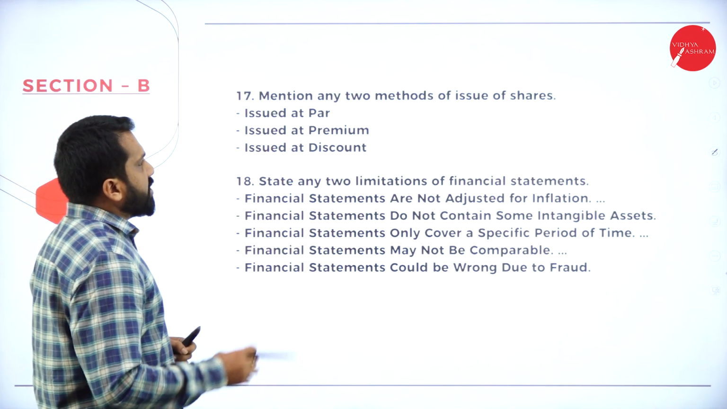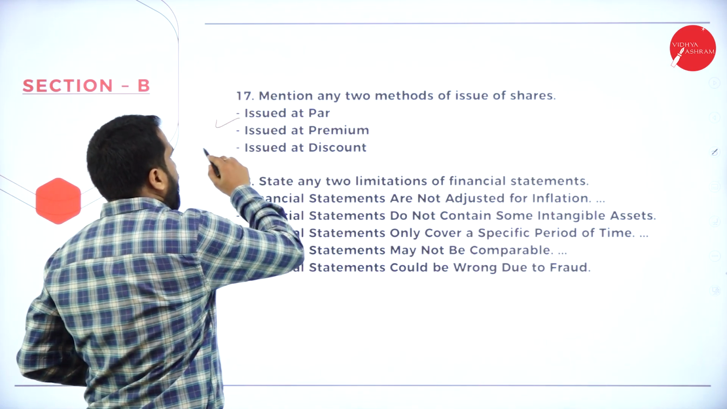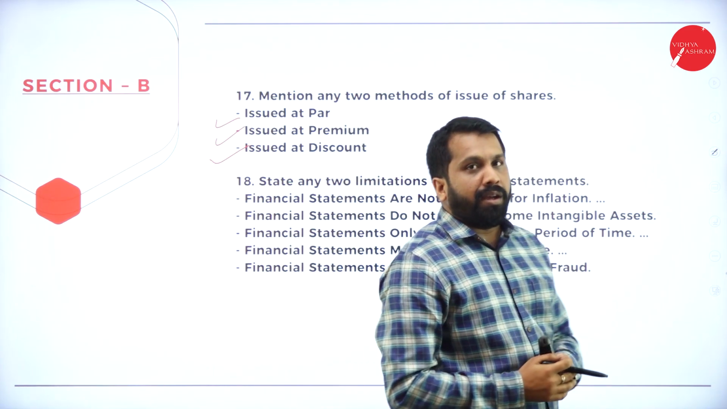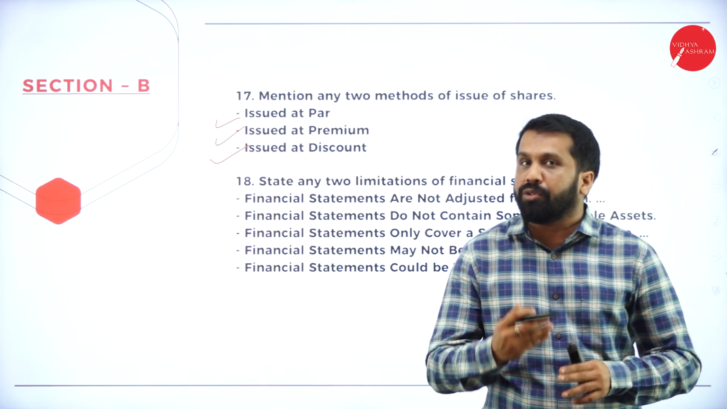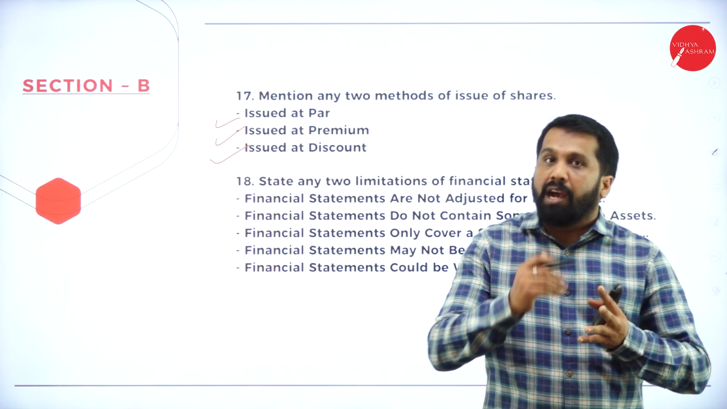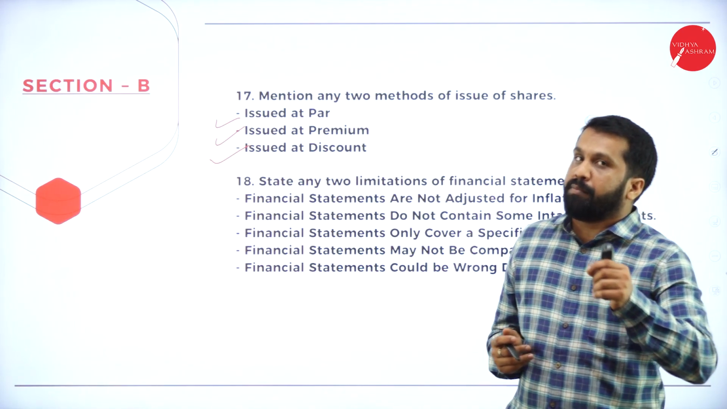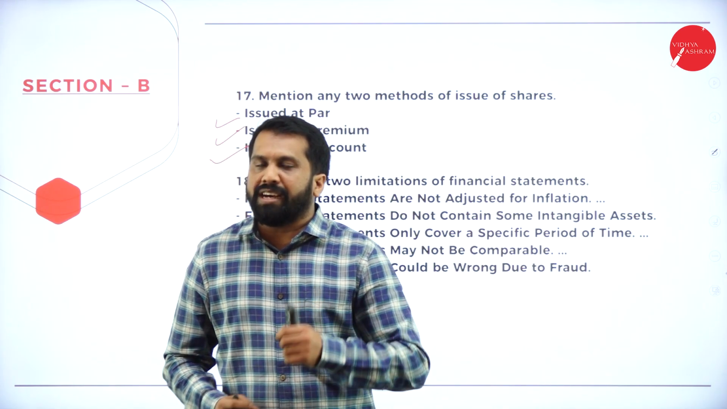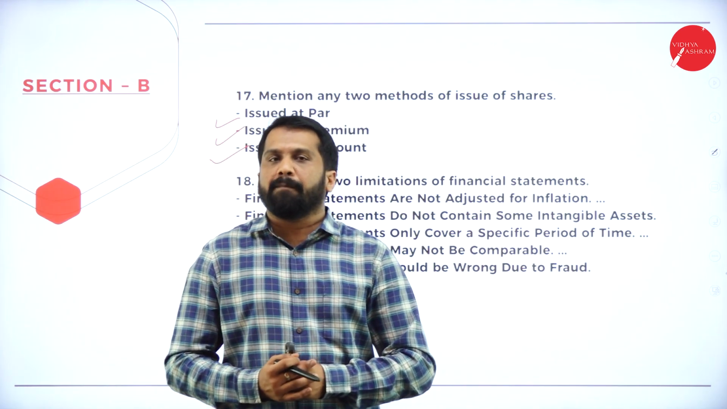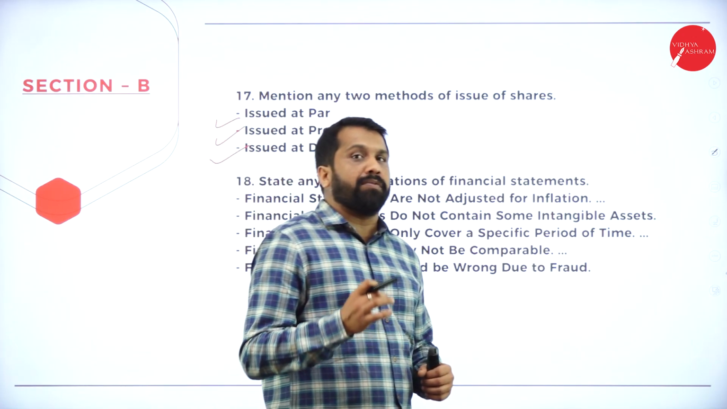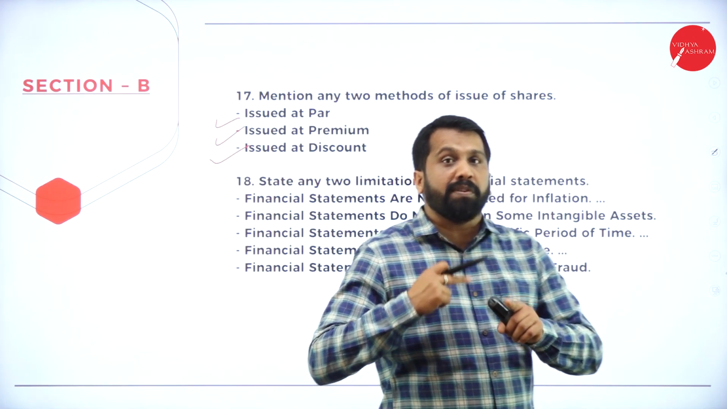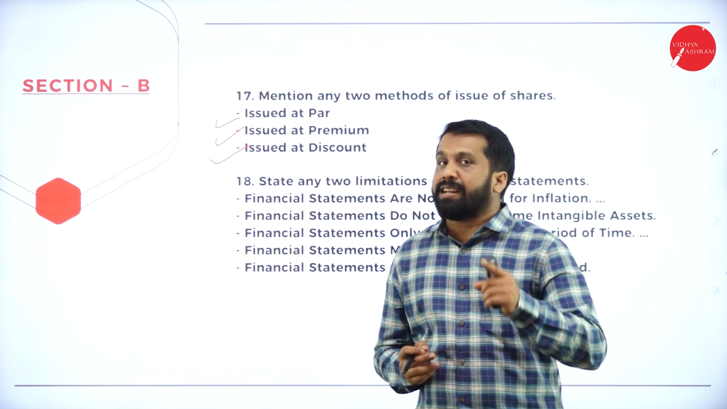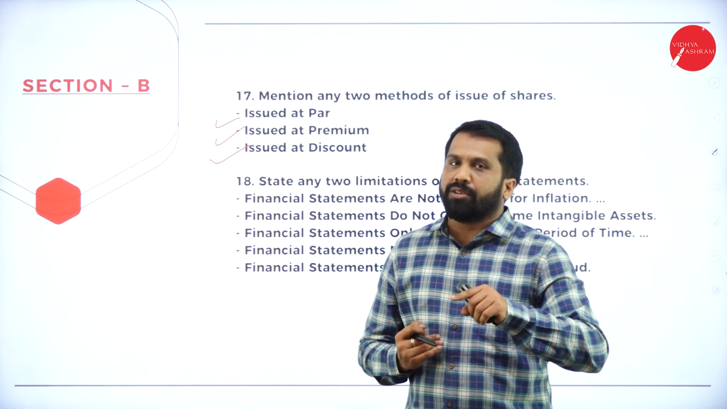Mention any 2 methods of issue of shares: issued at par, issued at premium, issued at discount. Always remember what kind of shares we can issue: equity and preference. How can we issue at par, premium, discount? Assume the share value is 10 rupees. If we are selling at 10 rupees, that means par. If we are selling at 12 rupees, 2 rupees more, that is premium. If we are selling at 8 rupees, lesser than the actual value, we call it discount.